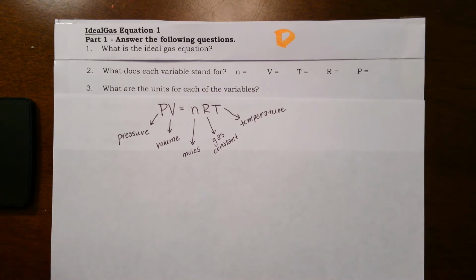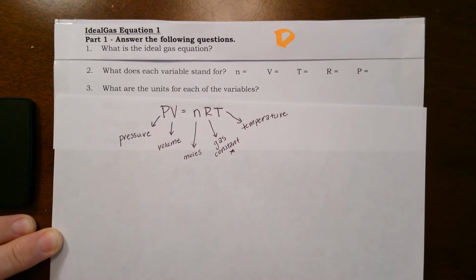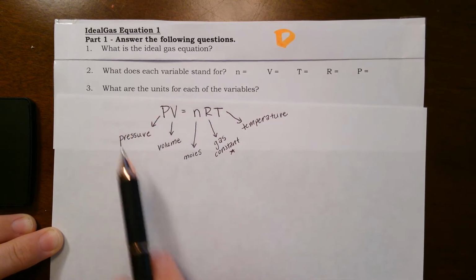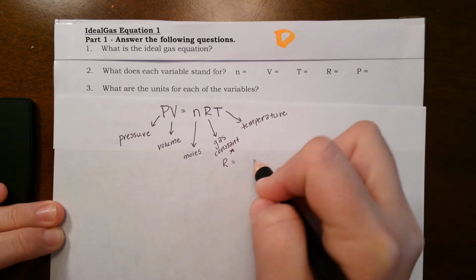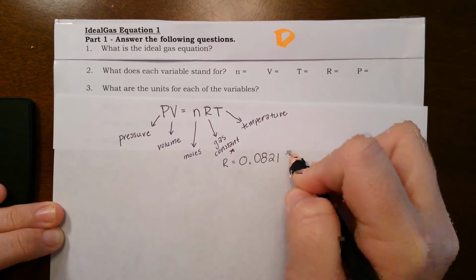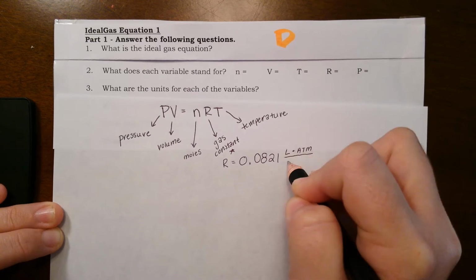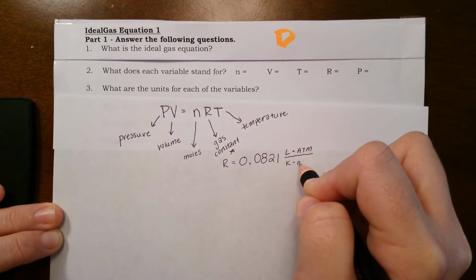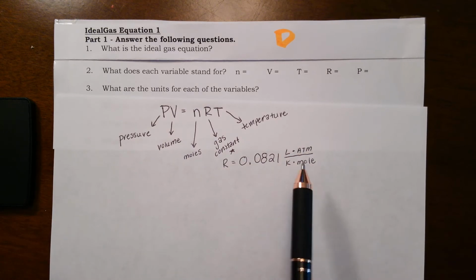Question 3 says, what are the units for each of these variables? The most important units you need to know are with this gas constant. If you know the units for your gas constant, you know what the units for all of those other parts should be. So our gas constant, or R, is 0.0821 liters atm per Kelvin mole. That has 4 different units because this whole thing is going to end up canceling our units.